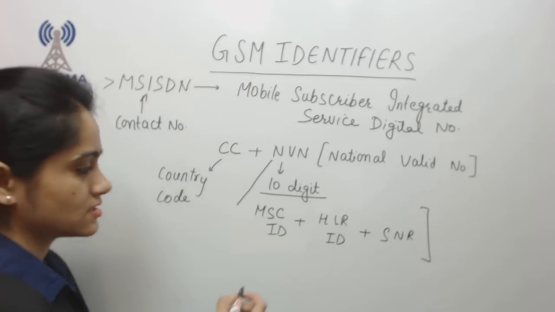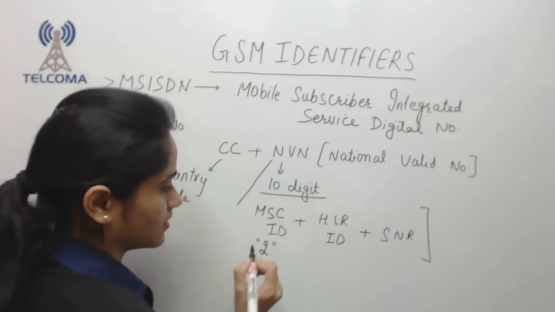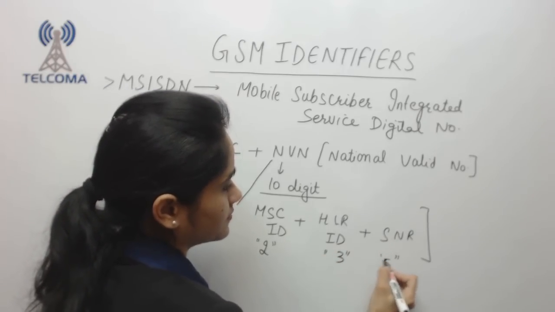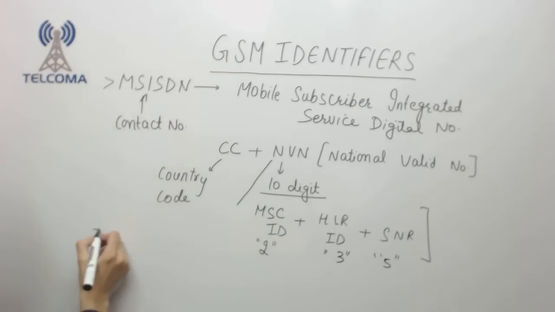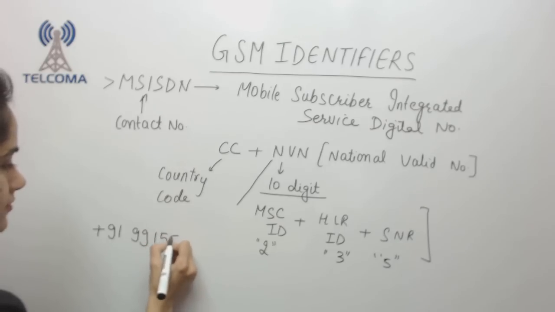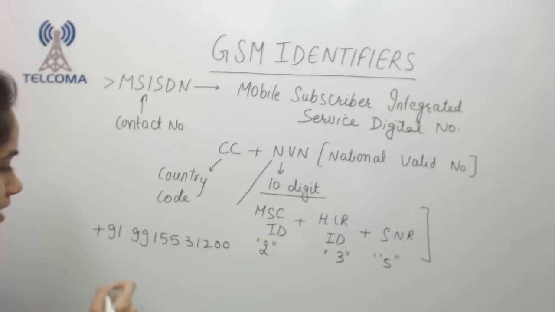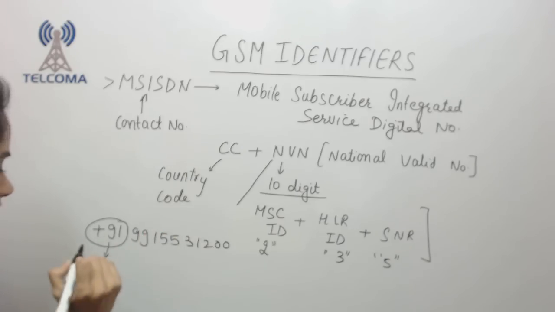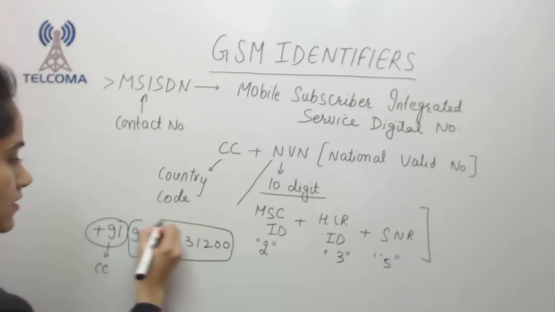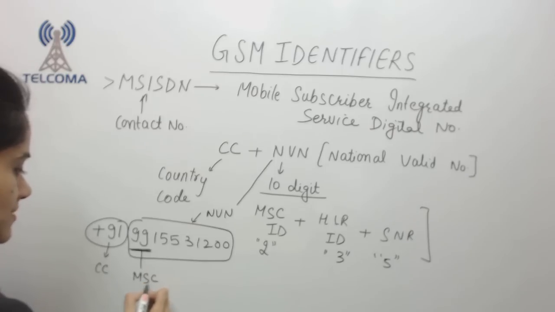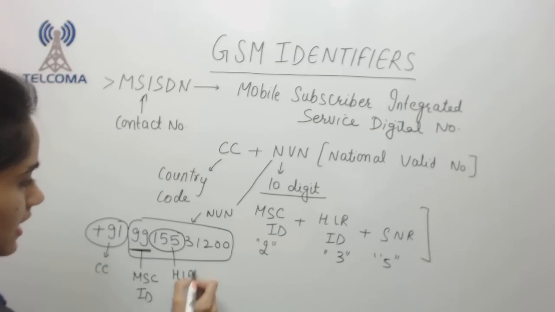Suppose this is of 10 digits. So the first 2 digits will represent our MSC ID, then the third digit will represent the HLR ID and the last 5 digits will be the serial number. Suppose there is one contact number, plus 91 which is of India, 9915531200. So this will be the complete MSISDN. This will be the country code. This complete number will be the national valid number, out of which 2 digits will be the MSC ID. Then this will be the HLR ID and this is the serial number.